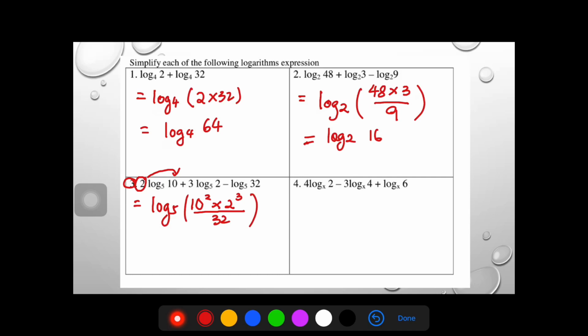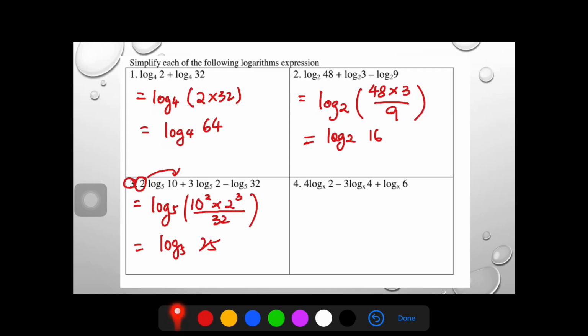Okay, this is the one. Put a bracket. Simplify it again. 10 square multiply with 2 cube divide by 32. The answer is log 525. I just leave it here first.